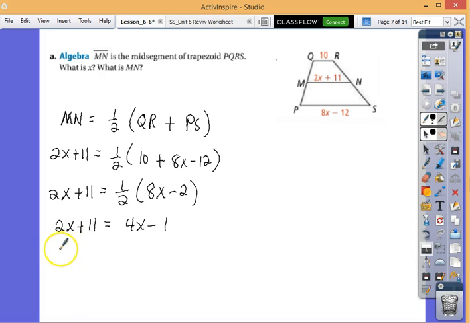Yes, sir. So when I subtract 4x from both sides, I get negative 2x plus 11 equals negative 1. Then I'll subtract 11 from both sides, and I'll get negative 2x equal negative 12. And when I divide by negative 2, I get a positive 6.